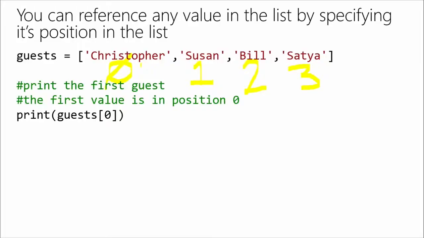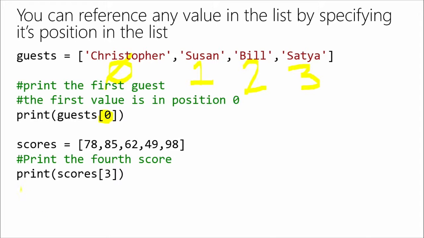But in terms of their positions, if you look at the slide, if I reference the value in index position 0, that's going to be Christopher. If I specified guest 1, that would be Susan. Guest 2 would be Bill. Guest 3 would be Satya. So at any time you need to, it's possible to say, give me that specific value.